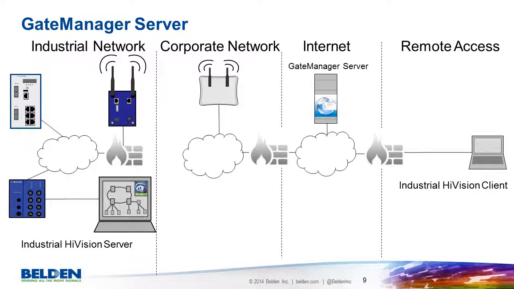In this example, we're going to use a Gate Manager server hosted by Hirschman on the internet. This avoids the complexity of setting up a server yourself. But if you prefer to host your own Gate Manager, this can be done either on the internet or directly on your corporate network. The Gate Manager is where you create user accounts to define who gets access to the Industrial HiVision server.